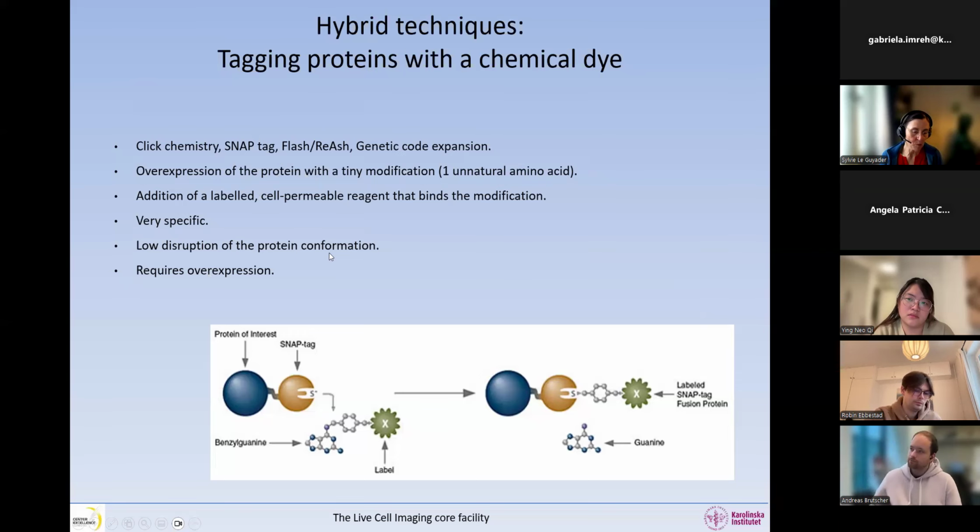You can imagine if we have a small protein of interest and we attach a big fluorophore like GFP, sometimes we can create more artifacts than in this case, where we have a very small modification in the protein. So we have less artifacts, and lower disruption of the protein conformation. But unfortunately, it also requires overexpression of the modified protein, so we may anyway have some artifacts due to overexpression. So these were the hybrid techniques.